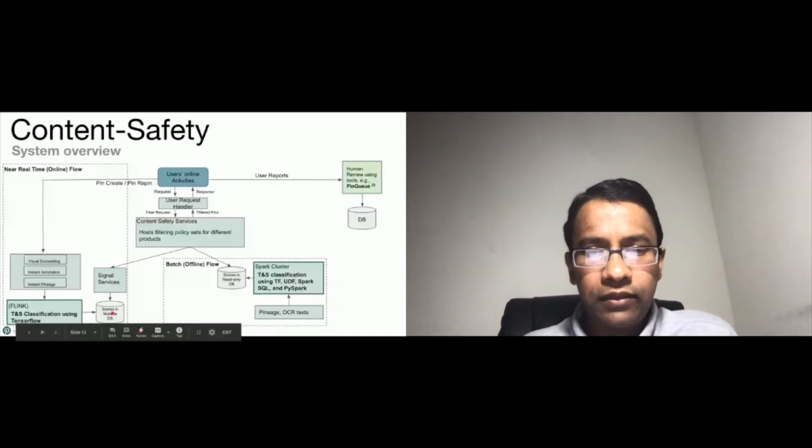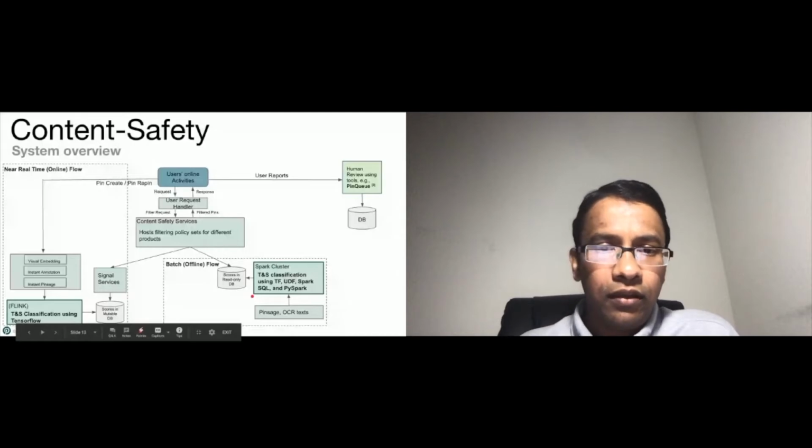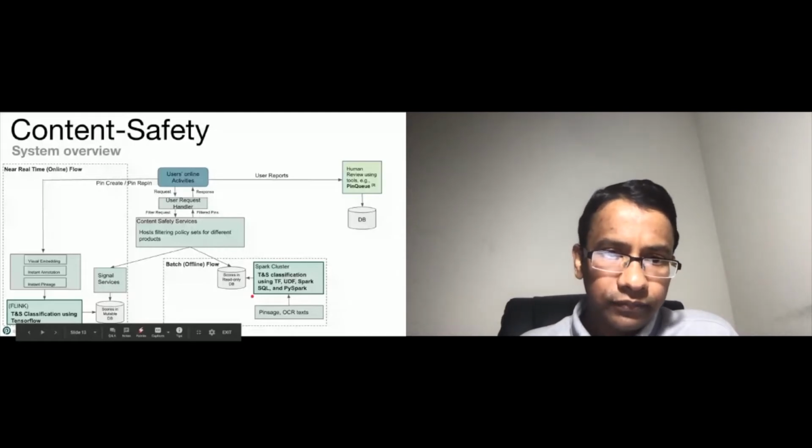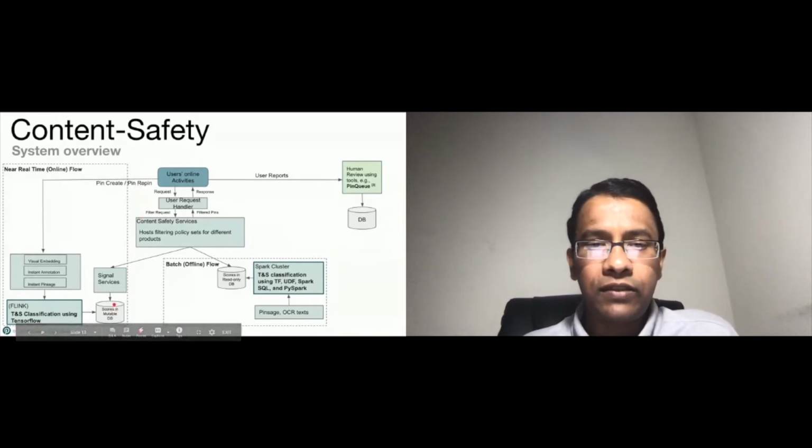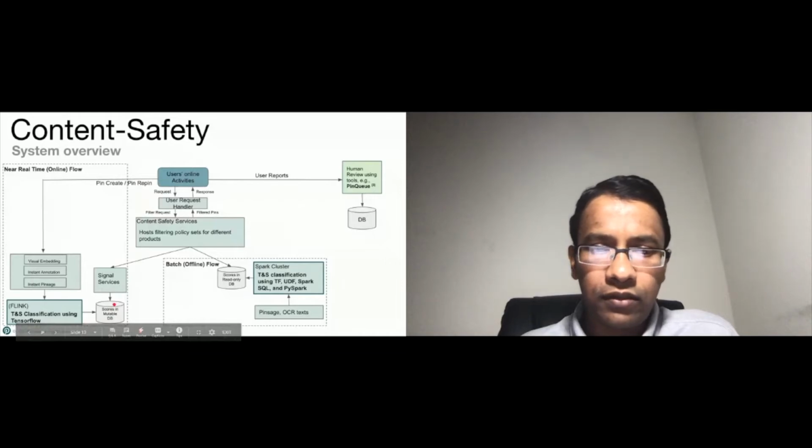For all the pre-existing pins, we have the OCR and PINSES embeddings. We run our classifier and do the inference using TensorFlow, UDF, Spark SQL, and PySpark, and we are storing it in another database. When a user is creating a pin or repin, we first probe our online database to see if there is a score for this pin or not.